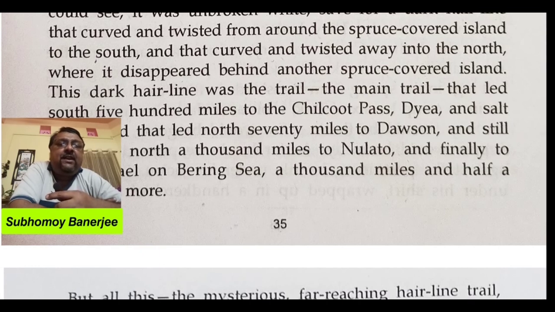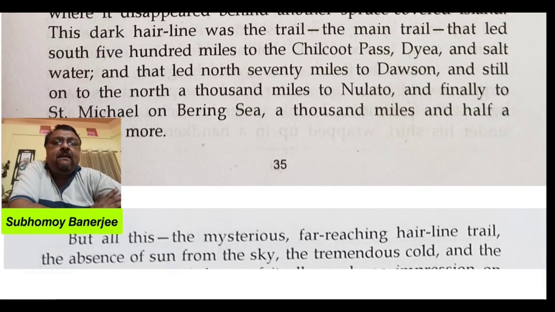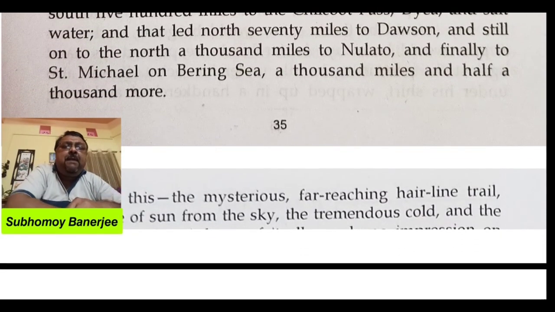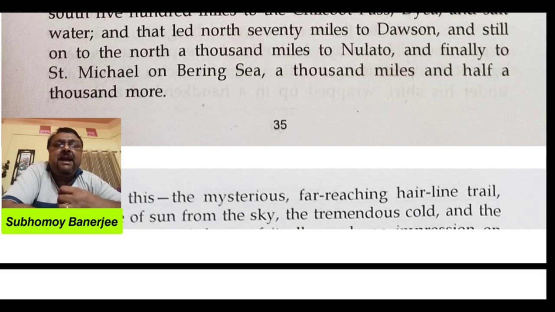This dark hairline was the trail, the main trail that led south 500 miles to the Chilkoot Pass, Dyea, and Saltwater, and that led north 70 miles to Dawson, and still on to the north 1,000 miles to Nulato, and finally to St. Michael on Bering Sea, 1,000 miles and 500 more. Can you imagine? So this is the terrain, and he is taking up the challenge of trying to cross it on foot. Not that he is going to travel 1,000 miles. He would be traveling only a short distance, just a few miles maybe. But even a mile along such a trail in such extreme conditions is very, very difficult.